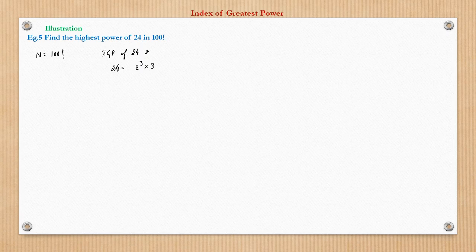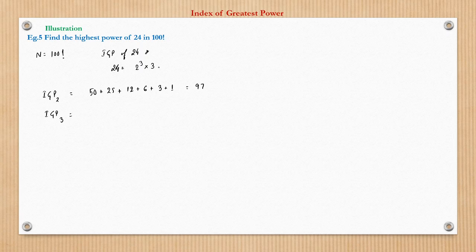We have two prime numbers here, 2 and 3. So we will find the IGP of both. IGP of 2 will be nothing but 100 by 2 is 50, plus 50 by 2 is 25, 25 by 2 is 12, 12 by 2 is 6, 6 by 2 is 3, 3 by 2 is 1. I think we had calculated this. This comes to 97.